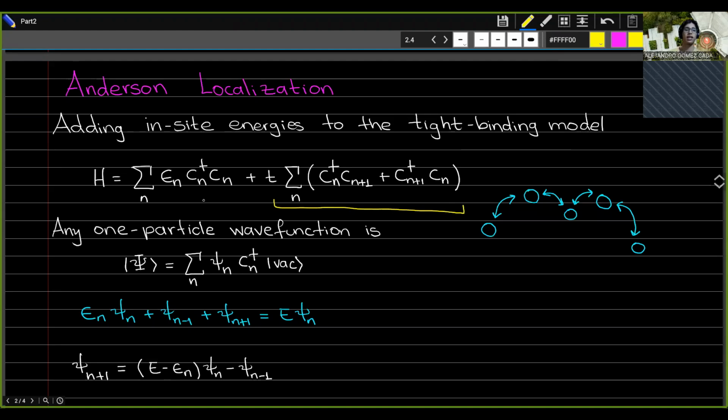But now we can add some site energies to this model. For the tight-binding case, all sites have the same energy. So for a site to be occupied requires some energy from the system. And for the previous case, we can set it to 0, so the site energy is equal to 0, which is actually some reference. But we can add some randomness to these levels. So to be at site 1, we require some energy, let's say epsilon 1.